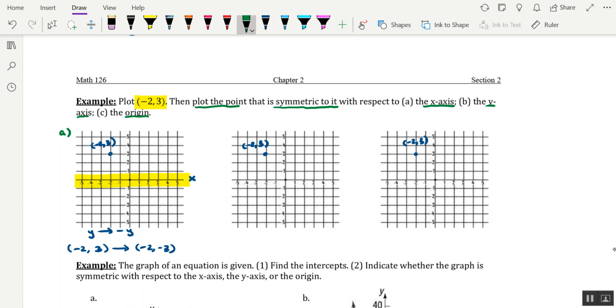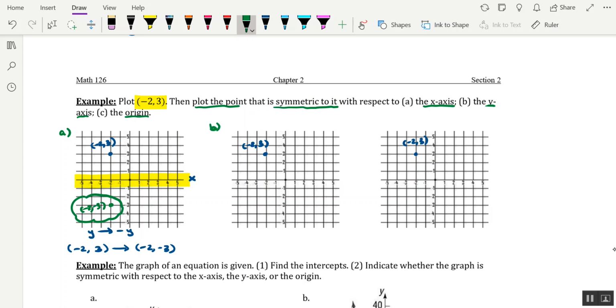And if we plot that point, negative 2, negative 3, we could see that they're the same distance away from the x-axis, each of the 2 points, and they're corresponding. If we were to cut this out and fold along the x-axis, the 2 points should overlap with each other. And so that would be our answer to part A.